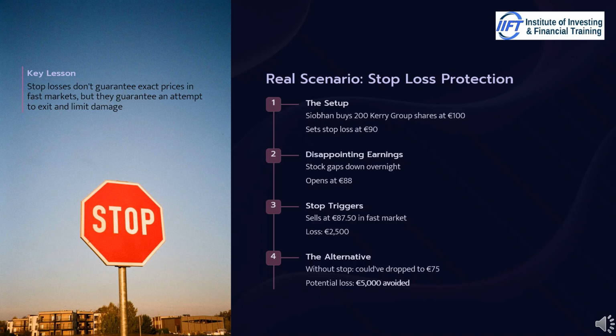So her stop loss triggers, but she actually sells at 87.5 due to rapid price movements, and she doesn't have a limit order in. So stop losses don't guarantee your exact price in a fast moving market, and they guarantee an attempt to sell once the trigger is hit. So Siobhan limited her loss to about 2,500 instead of potentially watching it drop to 75 per share.